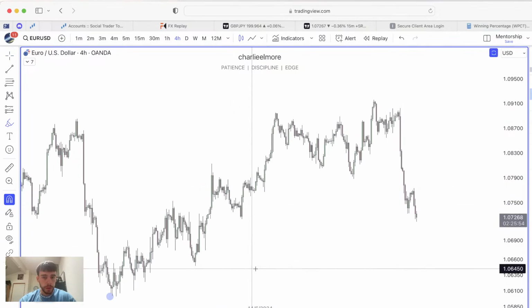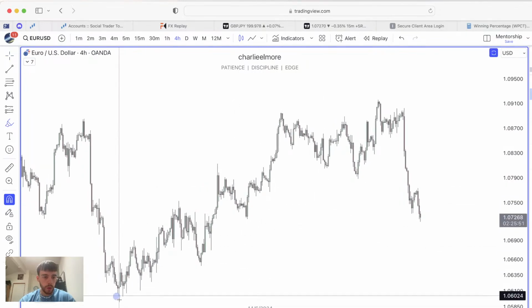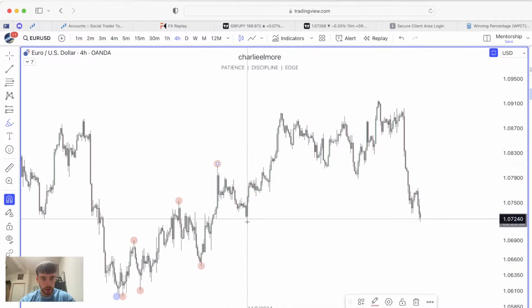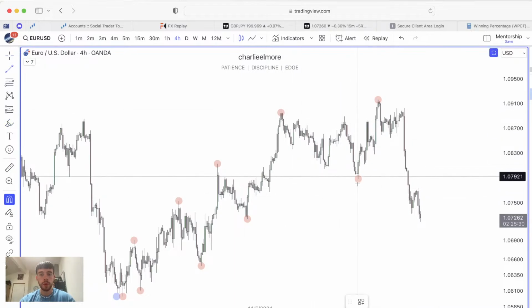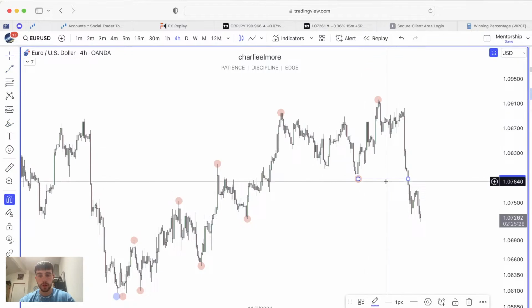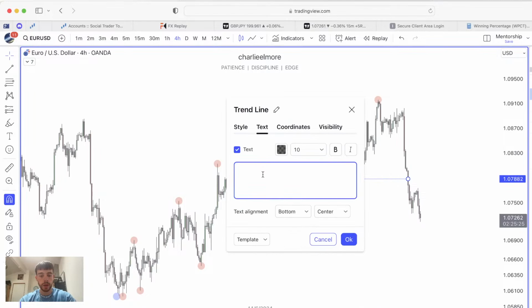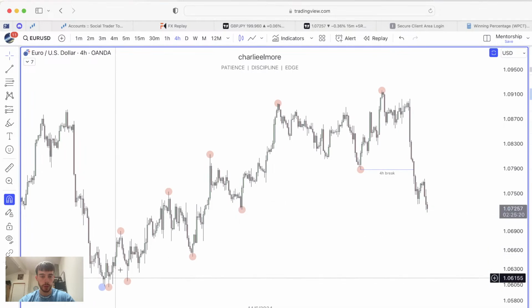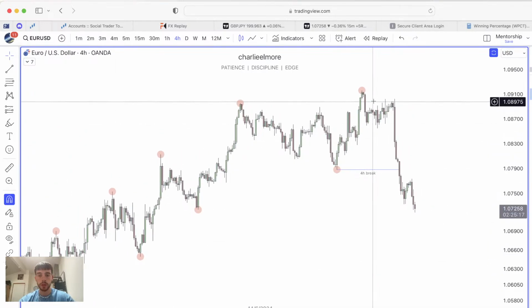So we're now going to draw on 4-hour structure points. So all the way from down into the low, represented by the red dots. The low, high, higher low, higher high, higher low, higher high, higher low, higher high, higher low, higher high. Price did what? Broke that structure point right there. So that's a 4-hour break. Because we were bullish, and then price has gone bearish right there.